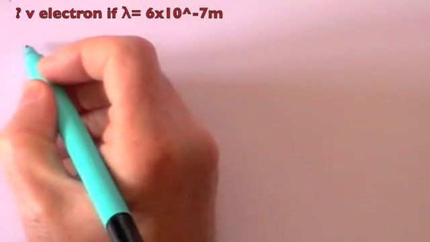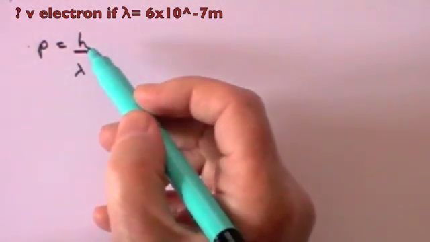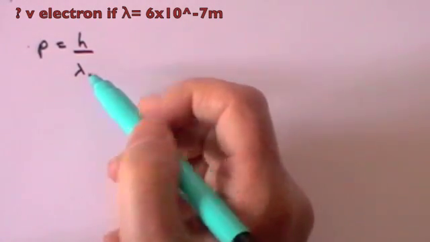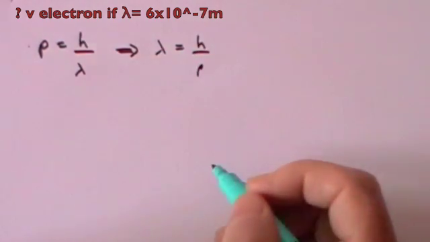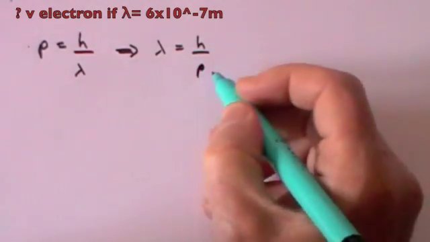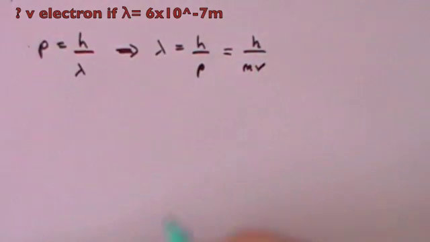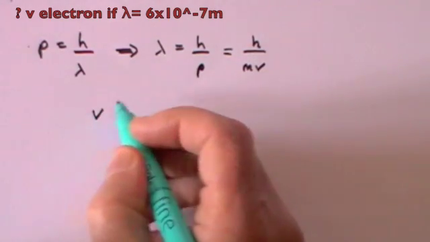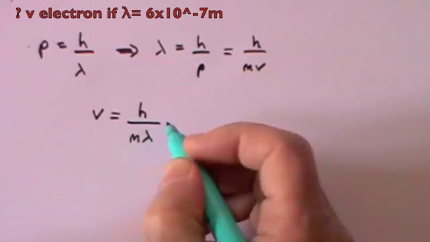Question 6. What is the velocity of an electron whose wavelength is 6 times 10 to the minus 7 meters? Well, now we need the de Broglie equation, which you may remember is p equals h over lambda, that's the momentum is equal to Planck's constant divided by wavelength, which means we can rearrange that to say that lambda, the wavelength, is h over p. And since for an electron momentum is mass times velocity, that equals h over mv. Now we can rearrange this formula for velocity, which is what we want. The velocity is going to be h divided by m lambda.